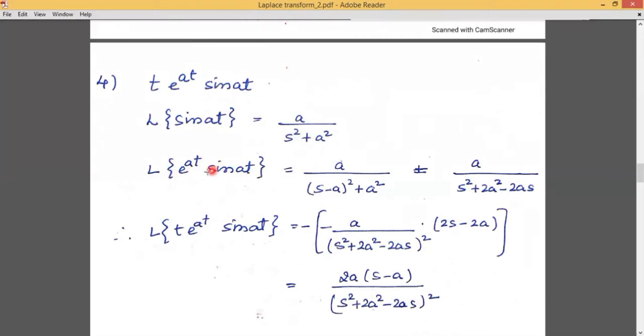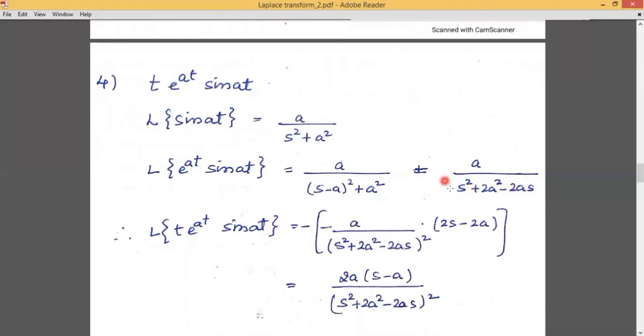When you add the exponential to that, you know that Laplace transform of e power at into sin at will be, you will just replace s by s minus a. When there is an exponential multiplied to the function, you will replace s by s minus a. A here is the coefficient of t in the exponential. So it is a by s minus a whole square plus a square. Here I have just expanded this.